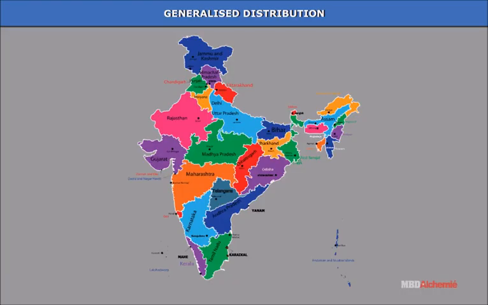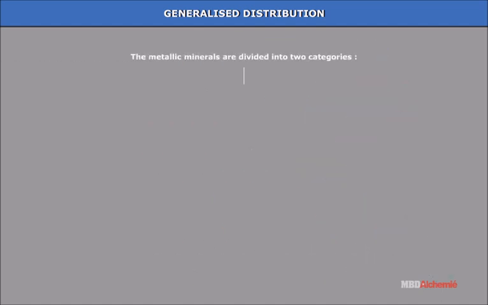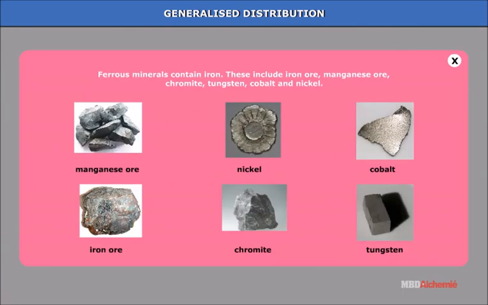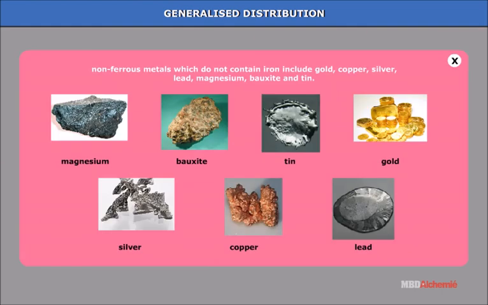Generalized distribution: Jharkhand 29.5%, Madhya Pradesh 16.5%, West Bengal 10.7%. The metallic minerals are divided into 2 categories. Ferrous: ferrous minerals contain iron. These include iron ore, manganese ore, chromite, tungsten, cobalt, and nickel. Non-ferrous: non-ferrous metals, which do not contain iron, include gold, copper, silver, lead, magnesium, bauxite, and tin.